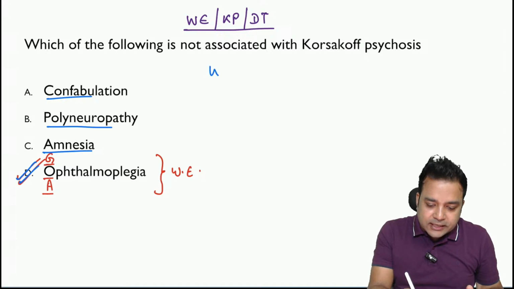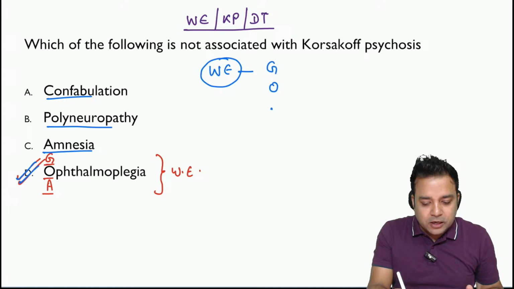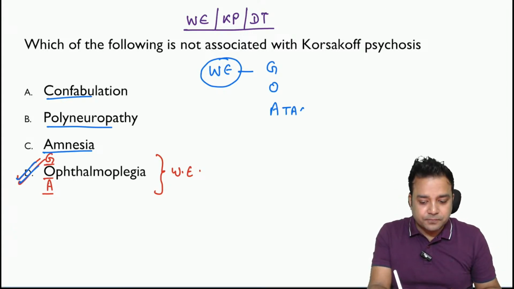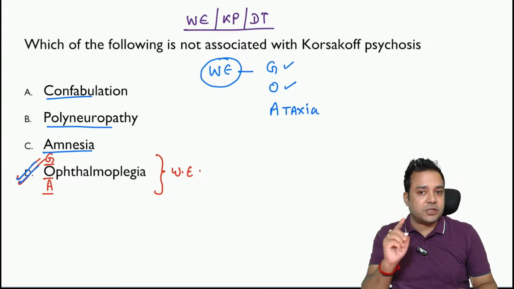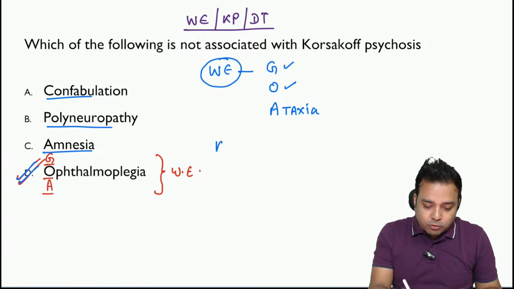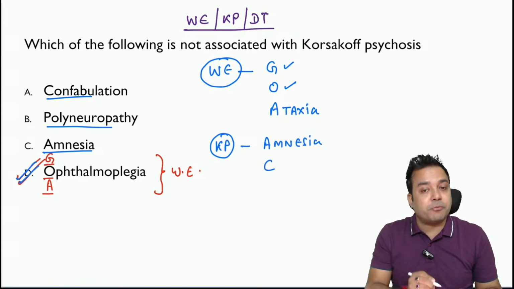See, Wernicke's encephalopathy, what are the features seen? Goa: global confusion, ophthalmoplegia, ataxia. A for ataxia, O for ophthalmoplegia, G for global confusion. Korsakoff psychosis, what are the features? After doing Goa party, the person will switch on the AC. A for amnesia here, and C for confabulation.